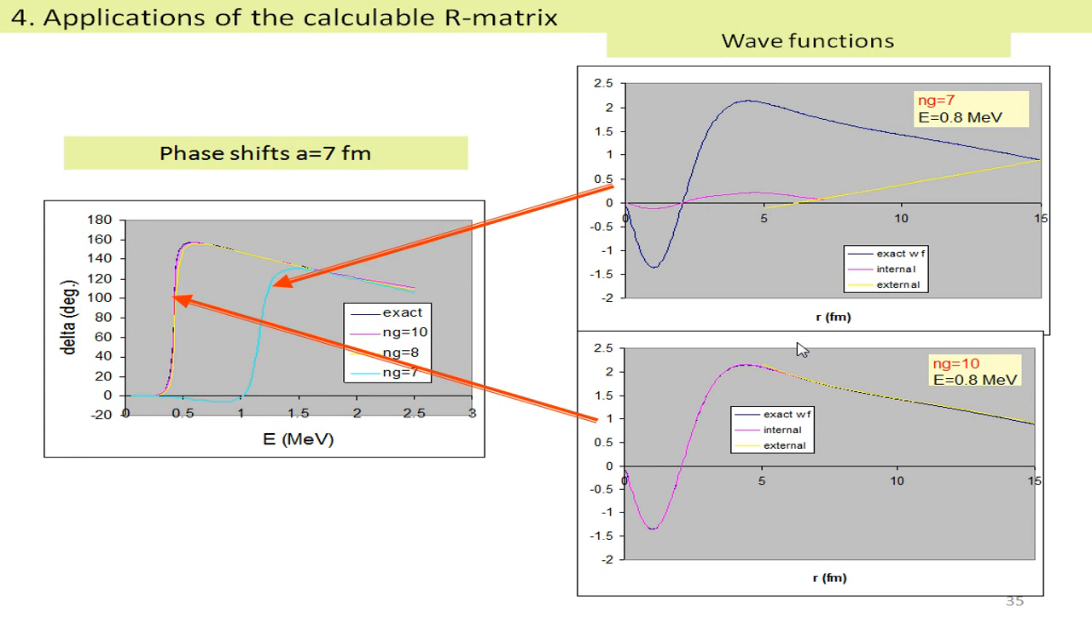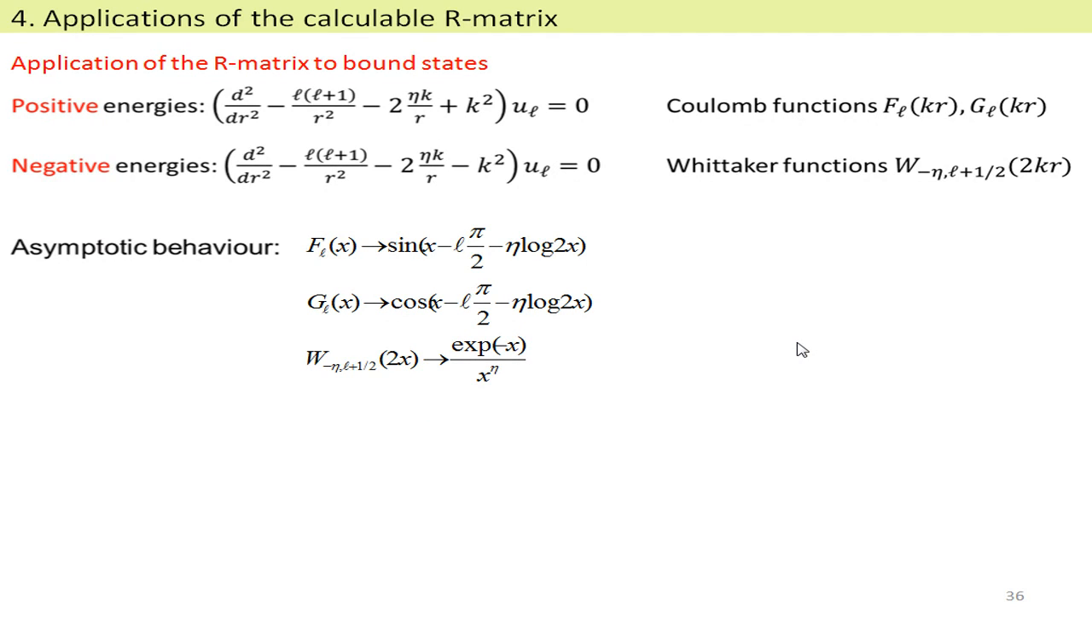And now if you use the same calculation with 10 basis functions, then you see the matching here is perfect, and the wave function corresponds to the exact. So you can see, you can test the calculation with this wave function. So even if you don't know the final result, just looking at these conditions, you can predict whether the calculation will be reliable or not. Okay, so that was the main applications of the R-matrix for scattering states.